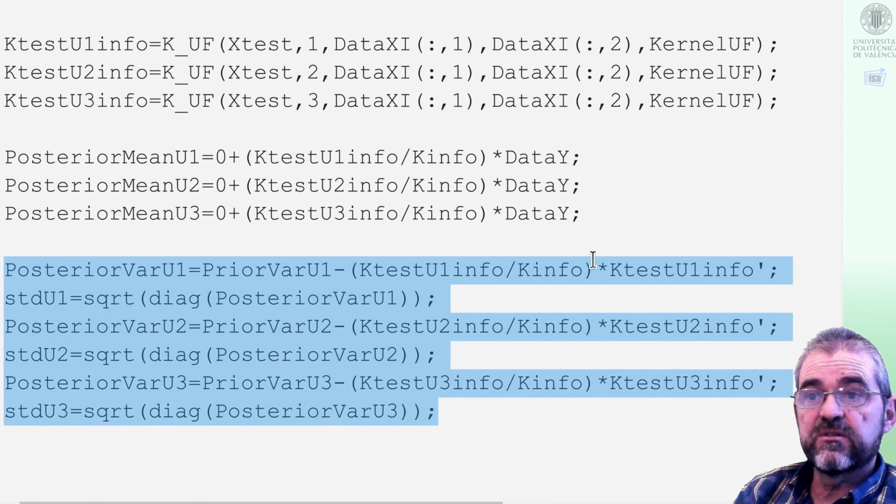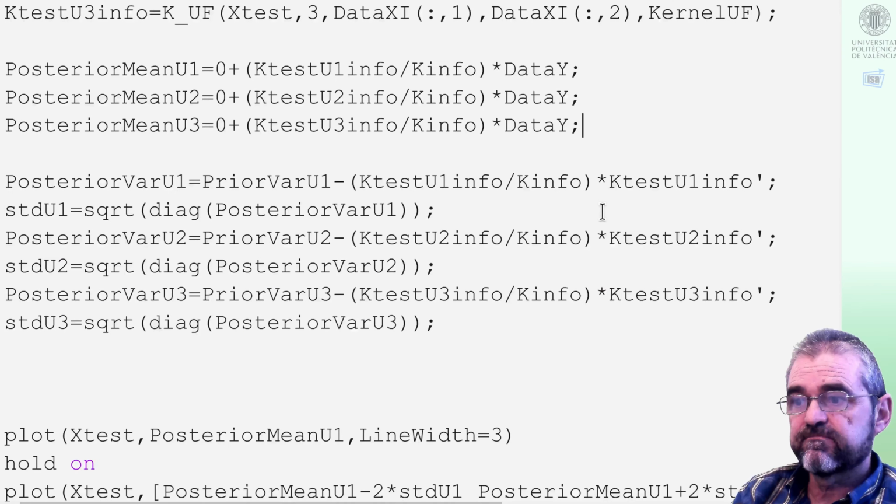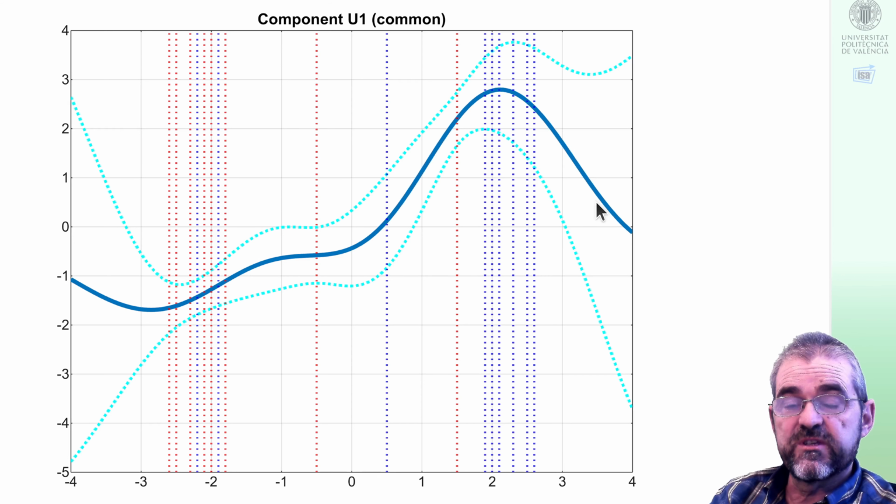So this is the main code, and the rest is just plotting. Just download and inspect the codes. Let's see the results. Here I have the estimation of component U1 in mean, dark blue, and in confidence interval, cyan dashed lines. Vertical lines indicate the points in which samples of function 1 in blue and function 2 in red, respectively, are available.